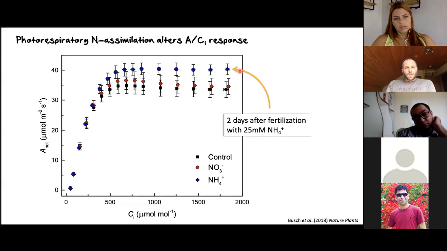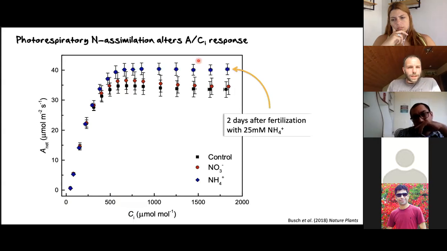And the reason is, at least I think, ammonia is not really transported in the plant from the root to the leaves. So ammonia is mostly assimilated in the roots into amino acids, and then the plant transports amino acids instead. So the ammonia doesn't really have any opportunity to interact with photorespiration in the leaf.